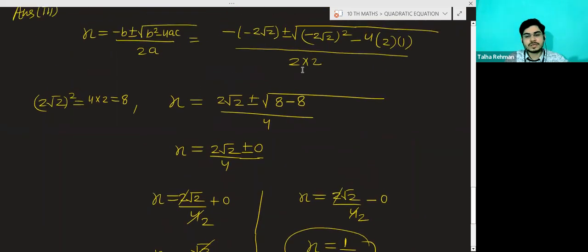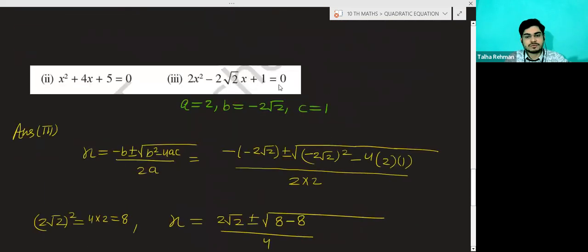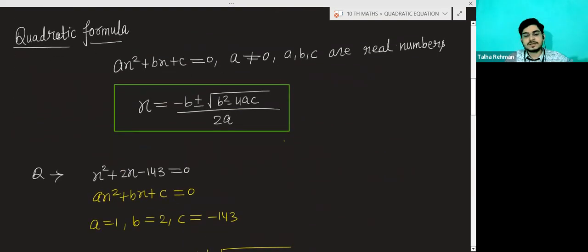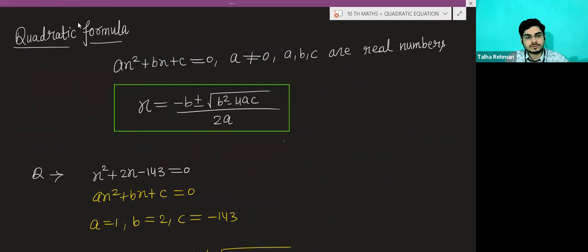So in this way you will apply the quadratic formula. And first note down this, and after that try to solve the question I will give you.